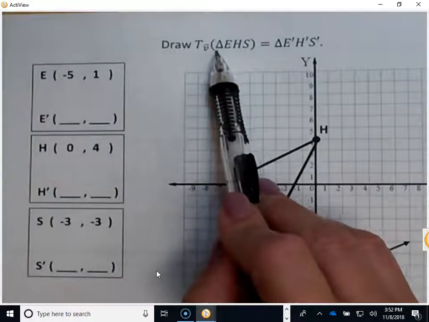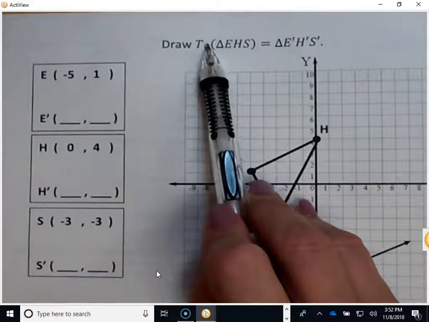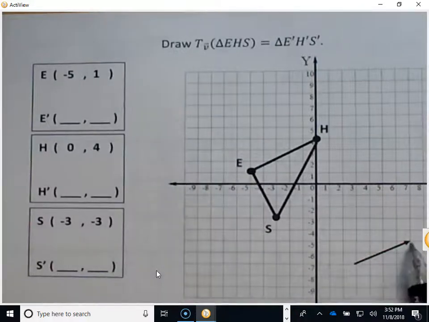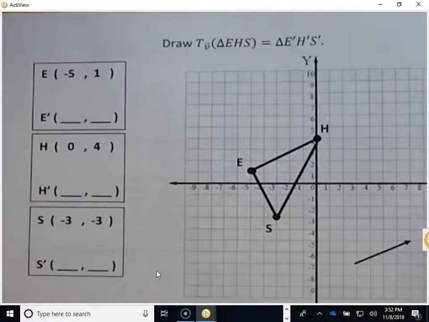Alright, so we're translating by a vector, and when it has that V with a little half of an arrow above it, that means you have to base it off of the arrow here. It's going to tell you where to go. So we're doing triangle EHS and trying to create triangle E prime, H prime, S prime. First things first, they've given us our E, H, and S coordinates. We need to find our E prime, H prime, and S prime coordinates.